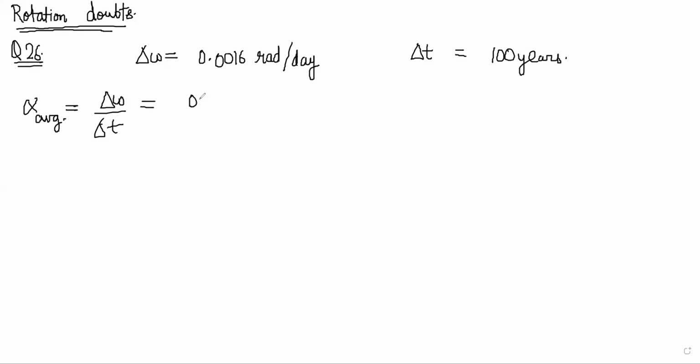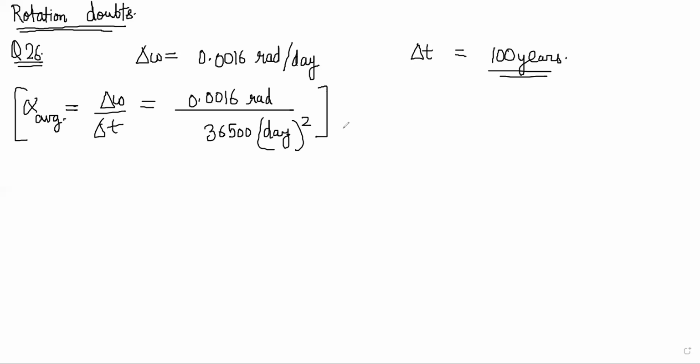So basically, delta omega by delta t should give you alpha average. So just divide: 0.0016 radian per day divided by how many days in 100 years? 36500, so it becomes per day square. It is in the units of per unit time square. So this is my alpha average. Now to find the average torque of friction on the earth, torque average should be equal to I alpha average. So you have to just multiply by the moment of inertia.